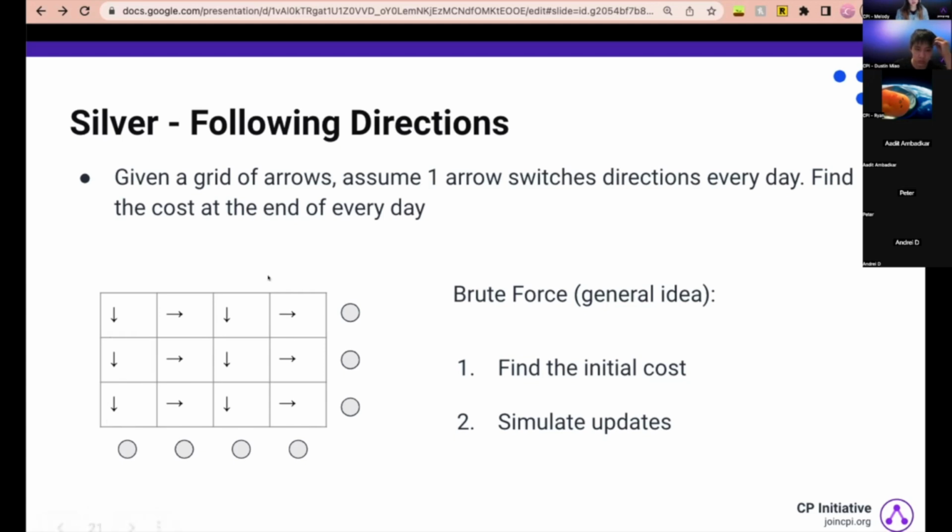So this question, in essence, is a brute force. And the general idea is we need some form of algorithm to first find the initial cost, before we switch the arrows. And then we need some form of algorithm to simulate the updates. So every time we switch an arrow and then find the new costs.